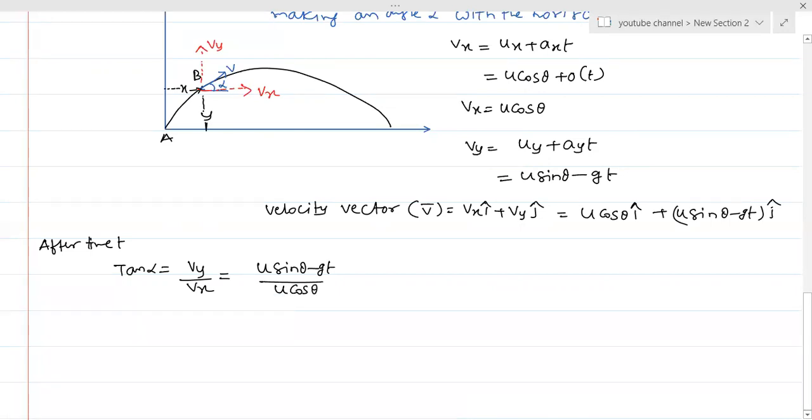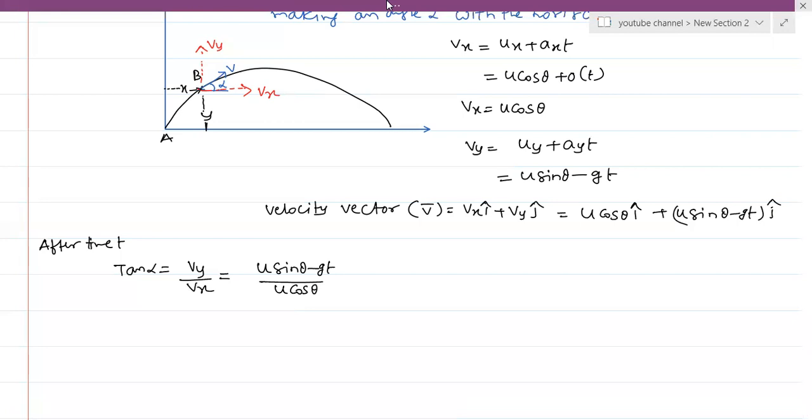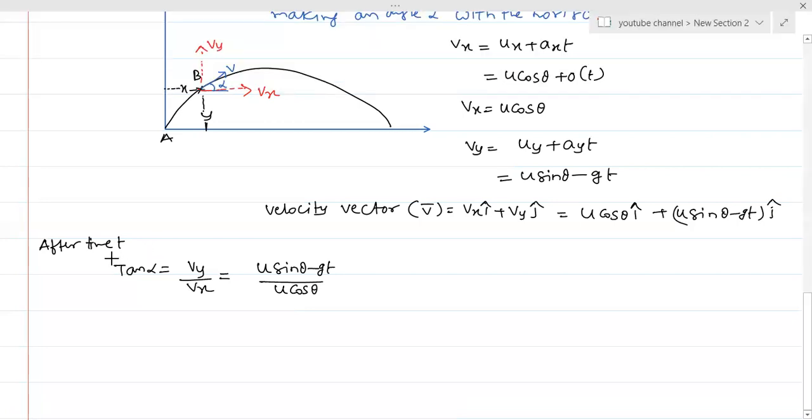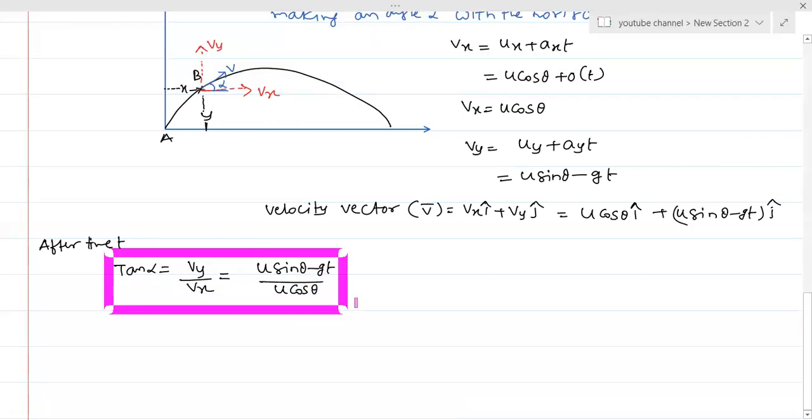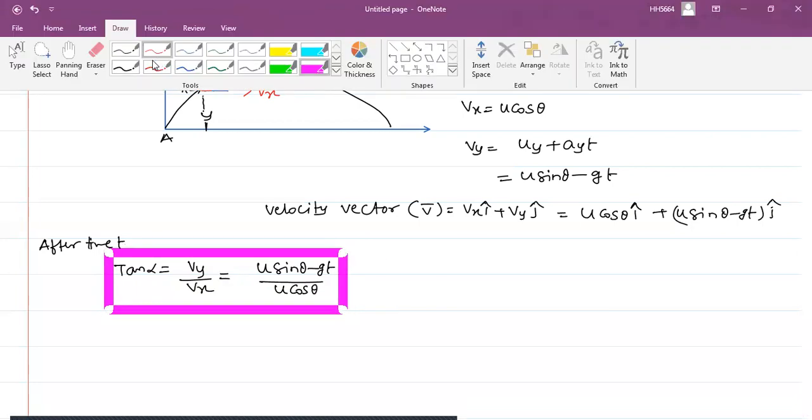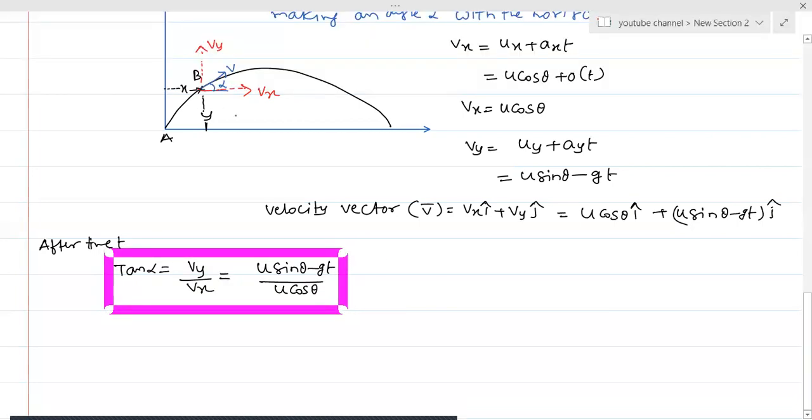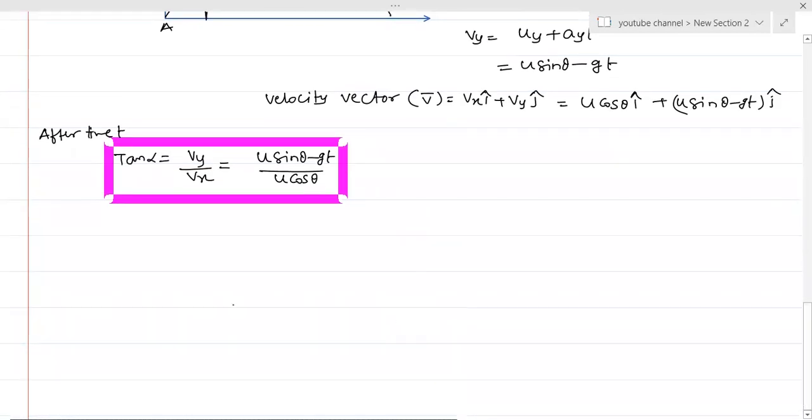So this is one of the important relations after some time t. So tan alpha is equivalent to vy by vx. If you are interested in calculating the velocity in terms of time, initial velocity and angle, we will use this kind of format. And also we have one more application, or one more way to understand the velocity.